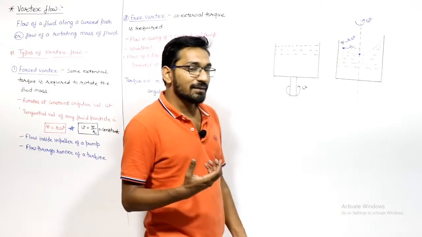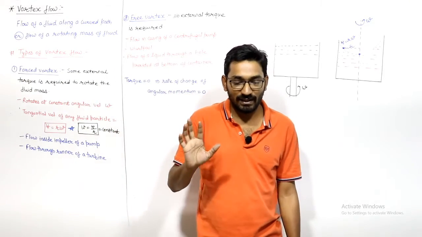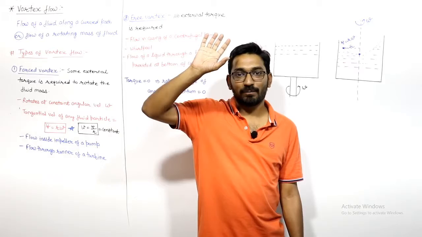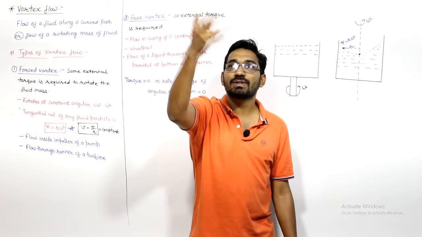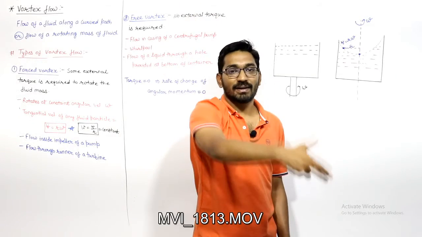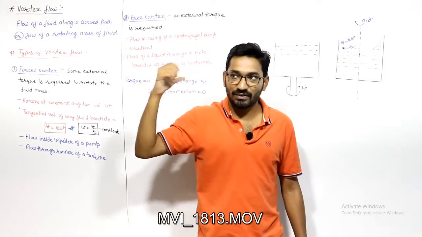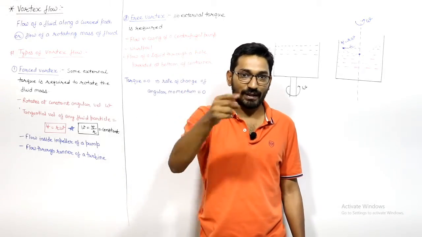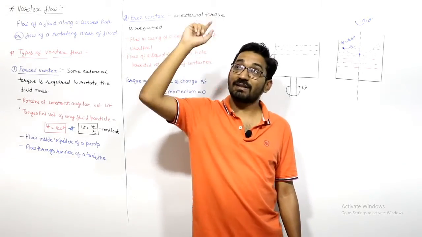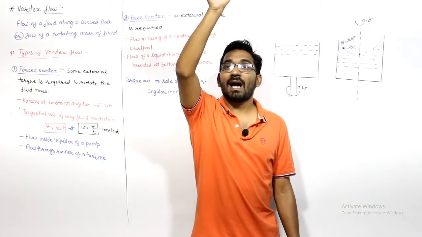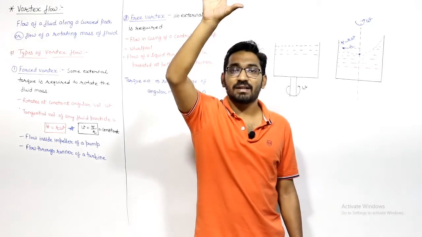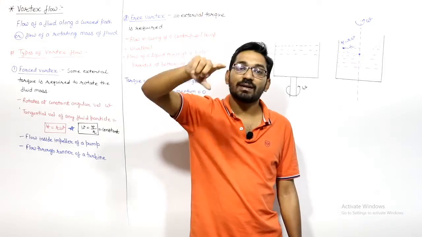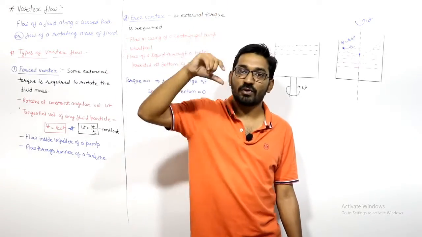Suppose there is a fan, and I just push the fan, give it some angular velocity, and then remove this angular velocity. The fan will start rotating, right? Now in that case, when there is no external torque and the fan is rotating, and the air in contact with that fan is also rotating, that is a free vortex, right? You can convert a forced vortex into a free vortex.